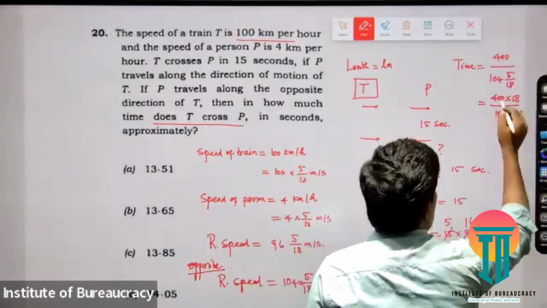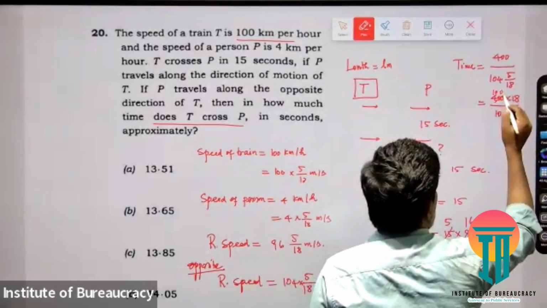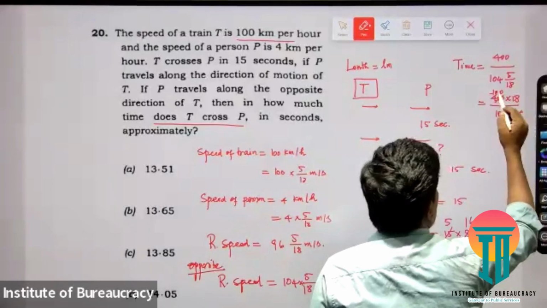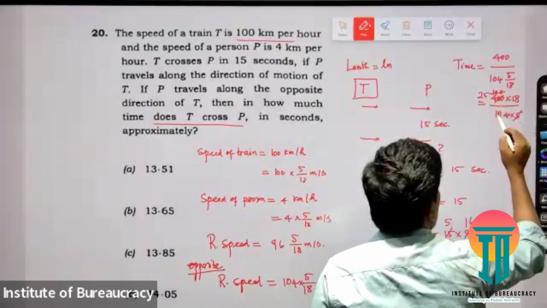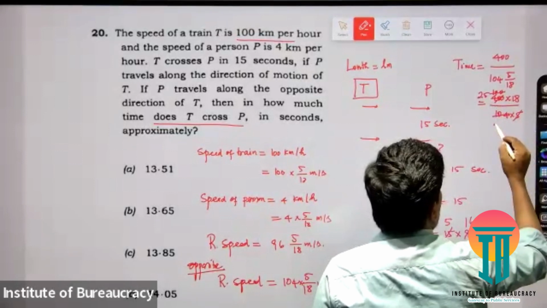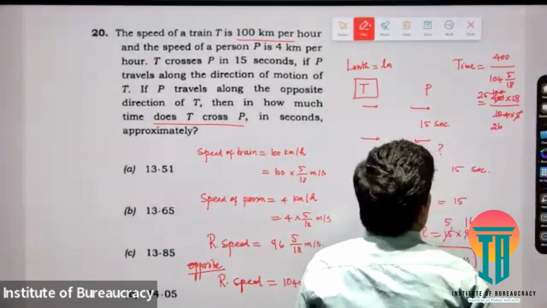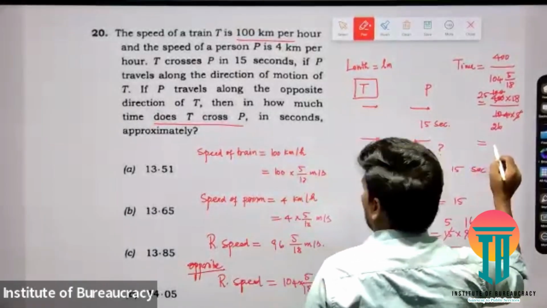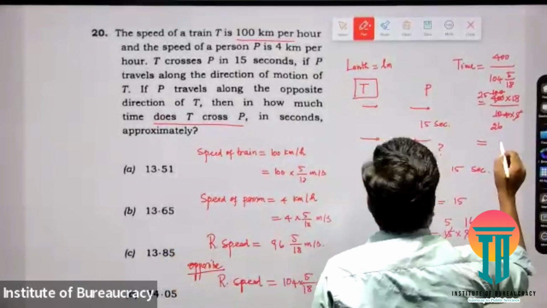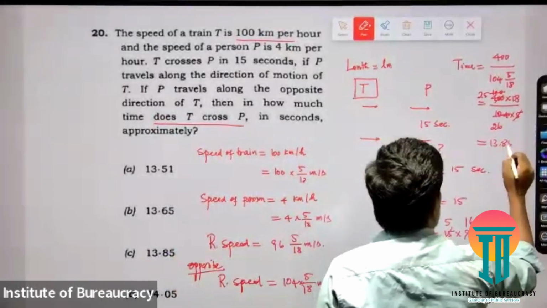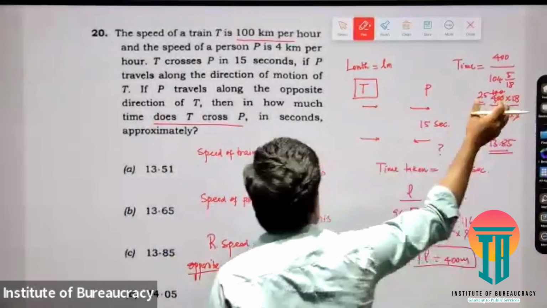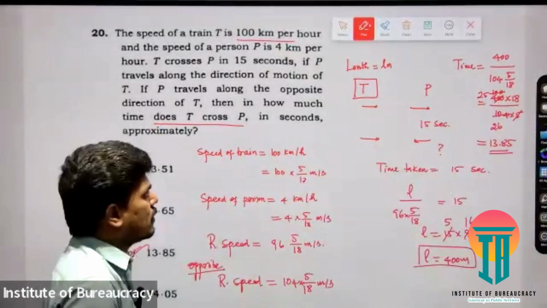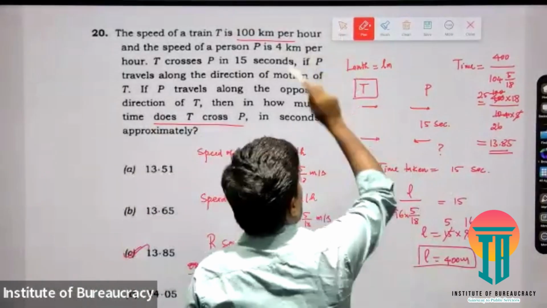So we just try to cancel this. It is going to be 100. And then this is going to be 25. Then this is going to be 26. And then if you try to cancel all these numbers, you will be getting the answer as 13.85. 13.85 is the answer for this question. Just simplify it, you will be getting 13.85 as the answer. The next one.